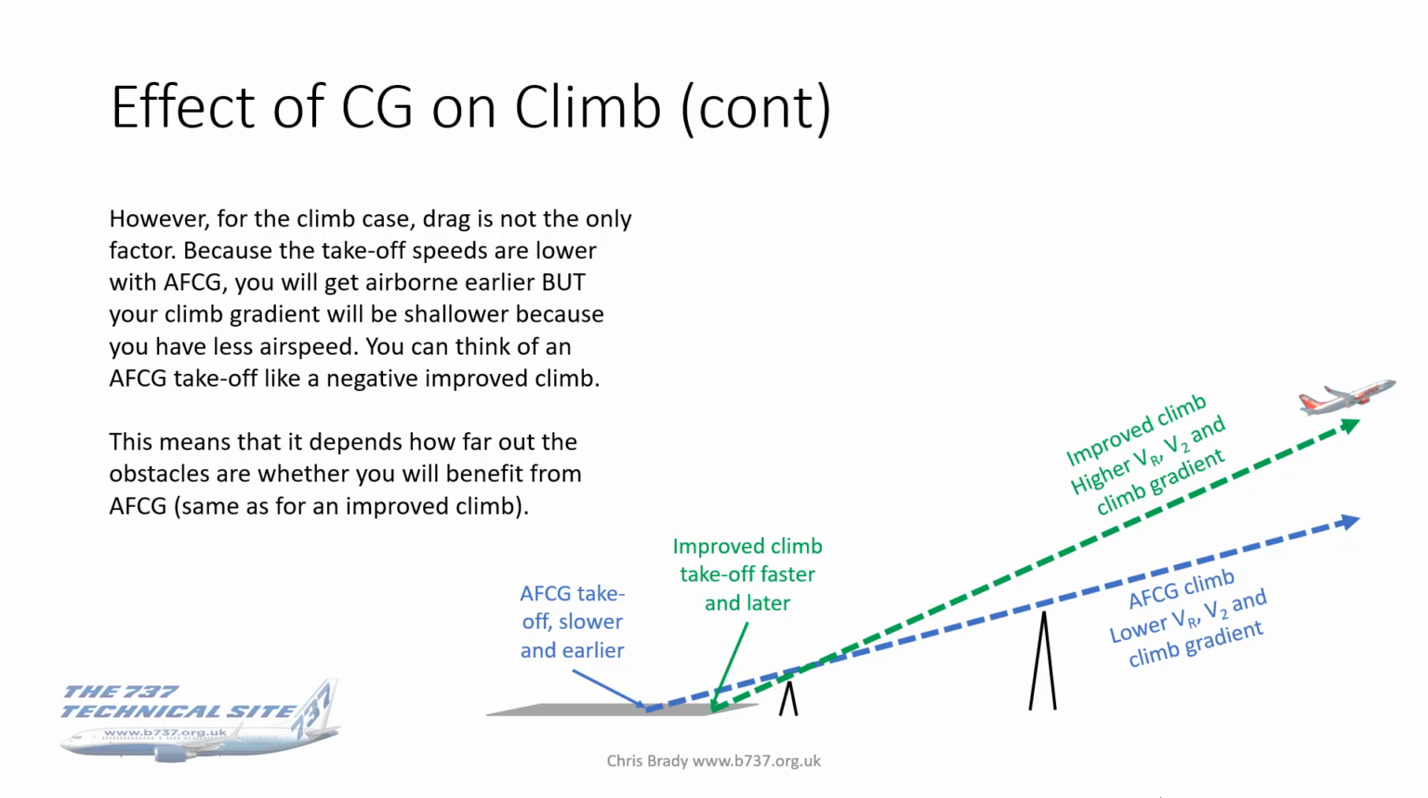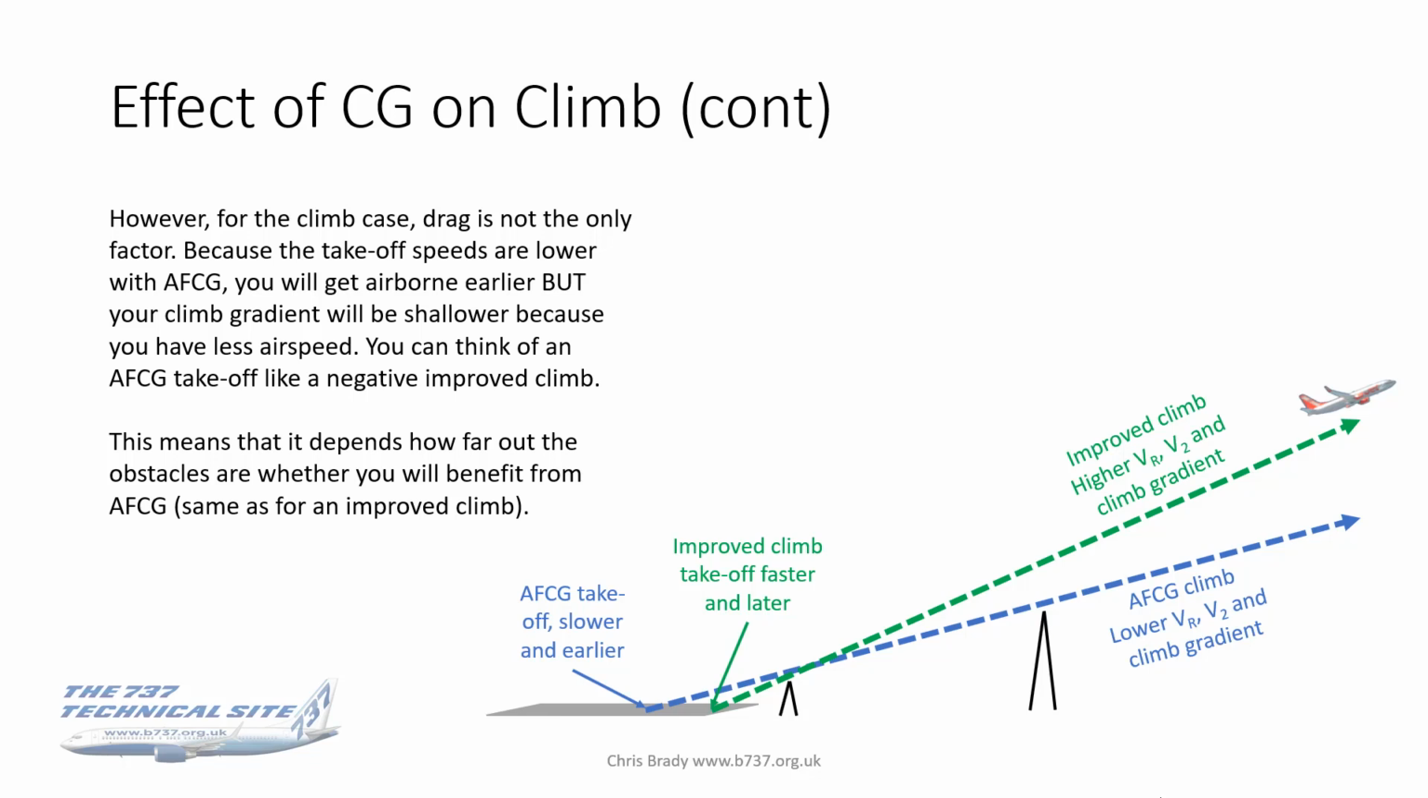And really, the way I think about it is that an alternate forward CG takeoff is a bit like a negative improved climb. So with an improved climb, if you cast your minds back, where you've got a long runway, you're using that excess field length to stay on the ground longer. You rotate and take off later, but with faster V speeds. So when you do get airborne, you have a better climb gradient.